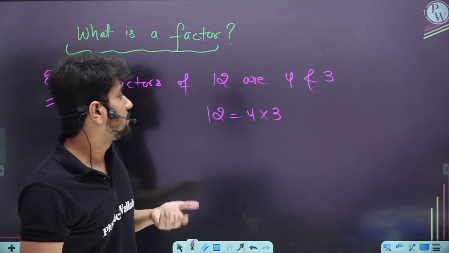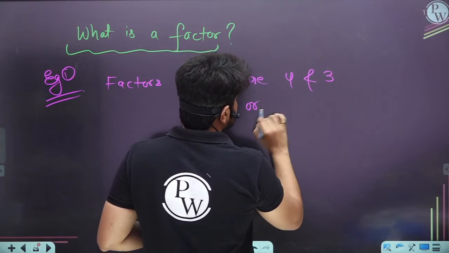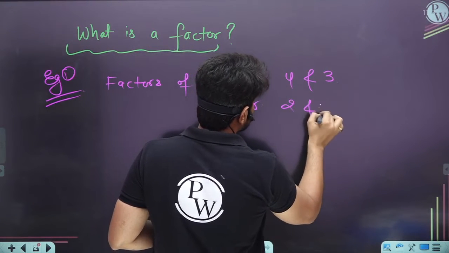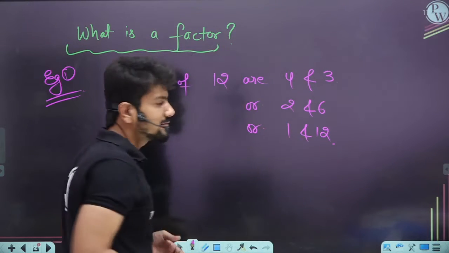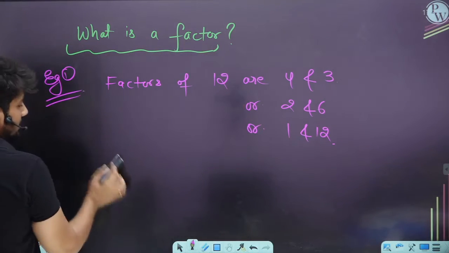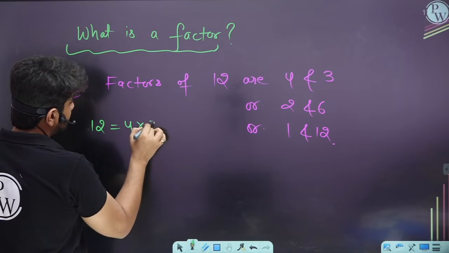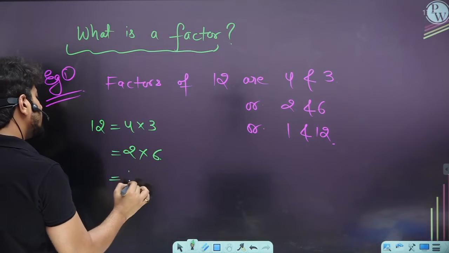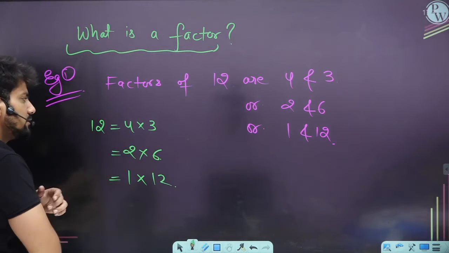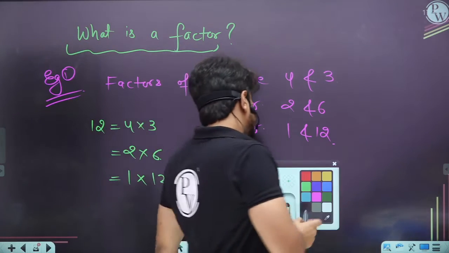Factors of 12 are 4 and 3, or 2 and 6, or 1 and 12, right? These are the factors. I can write 12 as 4 into 3, or I can write 12 as 2 into 6, or I can write 12 as 1 into 12. True? True. Okay.